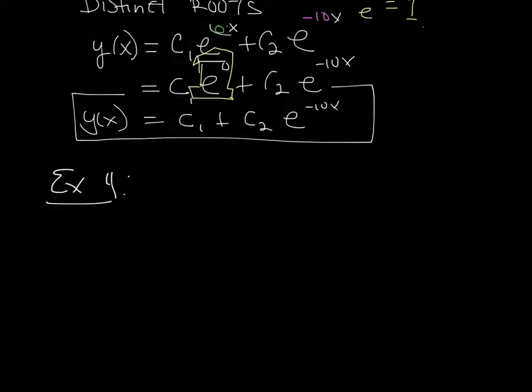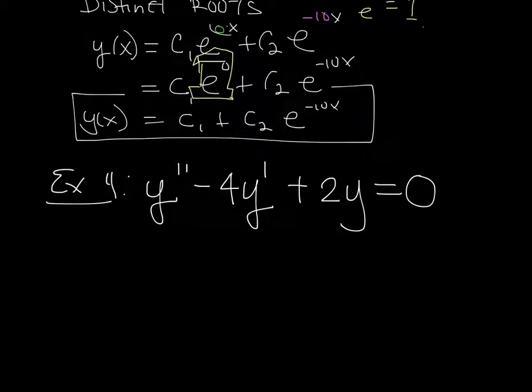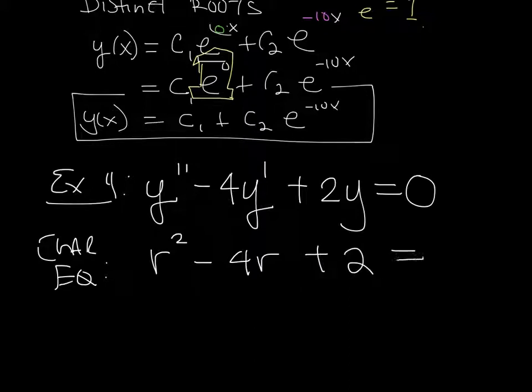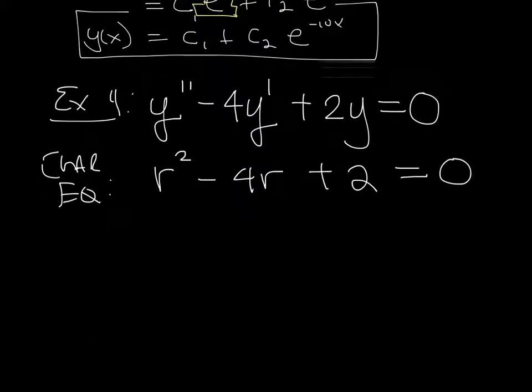Okay, so let's try y double prime minus 4y prime plus 2y equals 0. Again, the characteristic equation is going to be r squared minus 4r plus 2 equals 0. Again, no derivative, and it's just a polynomial equation.